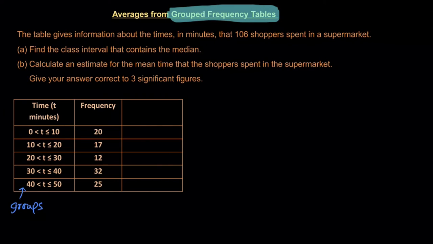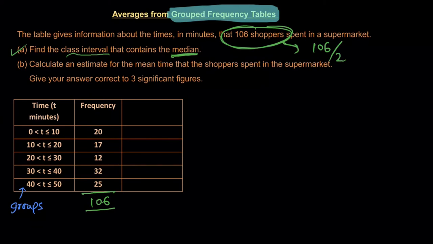You can see there are 106 shoppers. So what that's telling me is that when you add them up, this will be 106. Or you can use your calculator here. In part A, you need to find a class interval that contains the median. The median is the middle value. So if you look at the total of 106, halfway through, all you do is 106 divided by 2, which is 53. So I'm looking for the 53rd value.